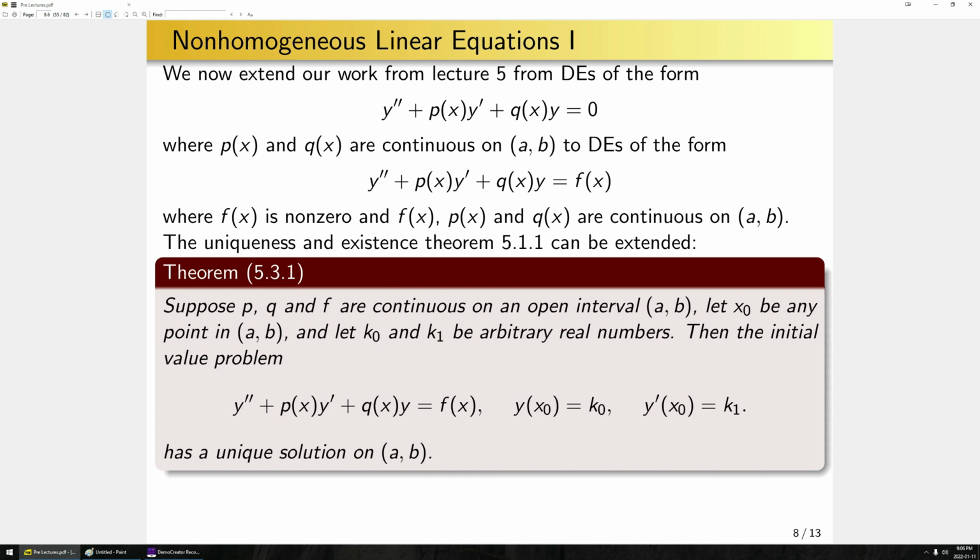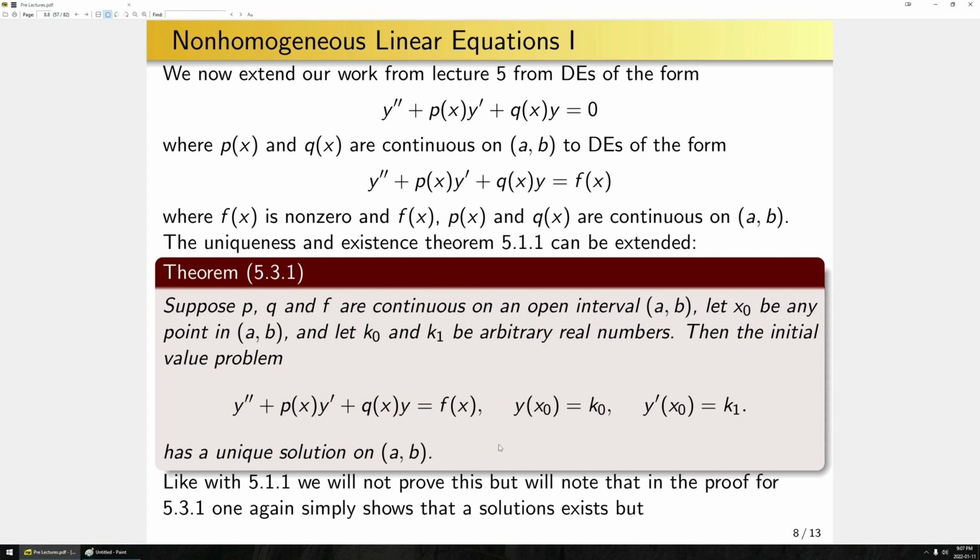So the only difference between this theorem and theorem 5.1.1 is that we're now extending the possible values that the f of x function can take on from 0, like it was in 5.1.1, to now any arbitrary continuous function on this open interval. Okay, so just some notes here. This theorem is actually proved with the help of theorem 5.1.1. That's why this thing was introduced first, but like with 5.1.1, we're not going to prove this because it is a bit beyond the scope of the class. But instead, we're still going to note that the comments that I made for 5.1.1 are still valid here.